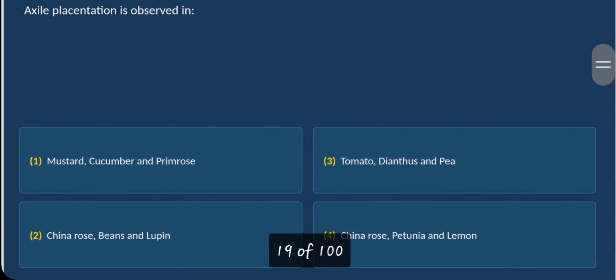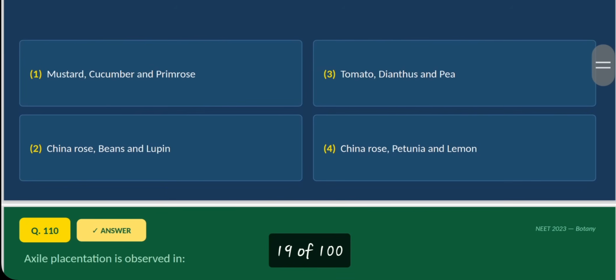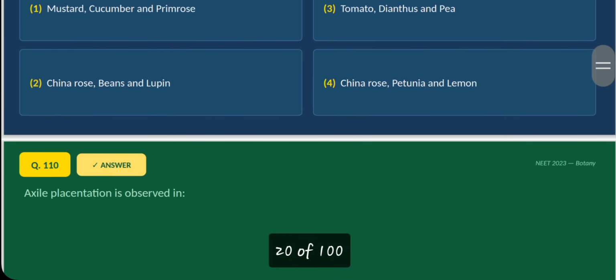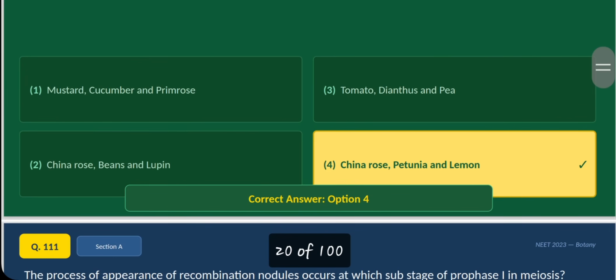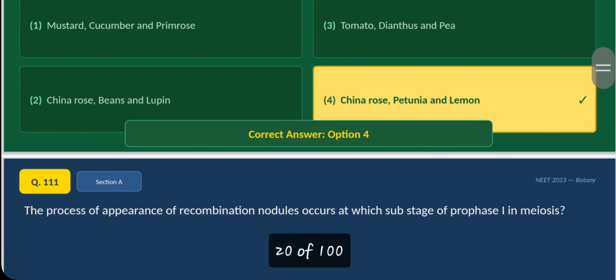Axial placentation is observed in, so all the three examples should be correct. Mustard, cucumber, primrose; tomato, dianthus, and pea; China rose, beans, and lupin; China rose, petunia, and lemon. So the answer is China rose, petunia, and lemon. All three exhibit that. Petunia belongs to Solanaceae. China rose is nothing but hibiscus. They exhibit axial placentation. The fourth option is correct. All three of them have axial placentation.